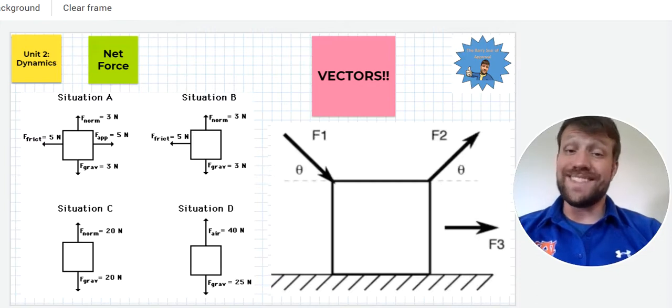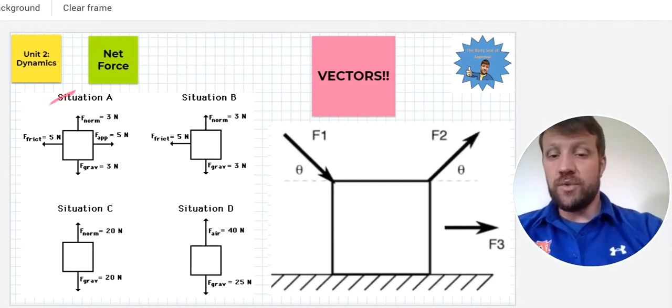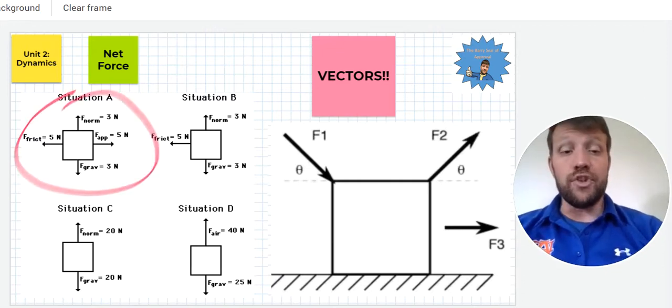If you go back to the Unit 0 video that I've made, it does talk about vectors a little bit more, but we're going to do a quick summary right here. If we look at situation A right here, I have no net force acting on this object. I've got 3 newtons up, 3 newtons down, 5 newtons right, 5 newtons left. They all equal out and will cancel each other out. So there's going to be no net force, and thus with no force, that mass will have no acceleration. 0 equals m times 0.